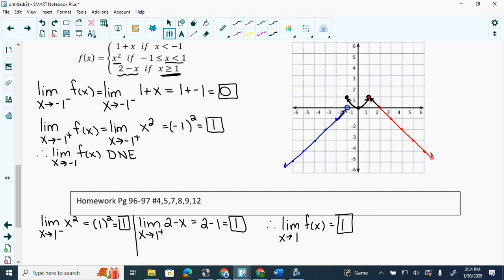If there's a jump discontinuity, the limit doesn't exist. Okay? If there's a point or a removable discontinuity, the limit will always exist. Because from the left and the right approach the same thing, even if the function value doesn't exist there.